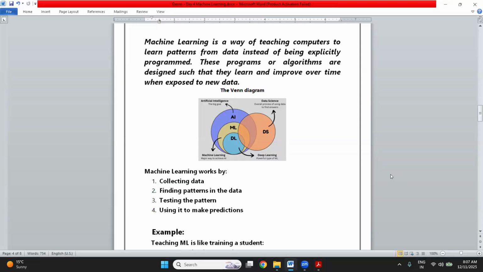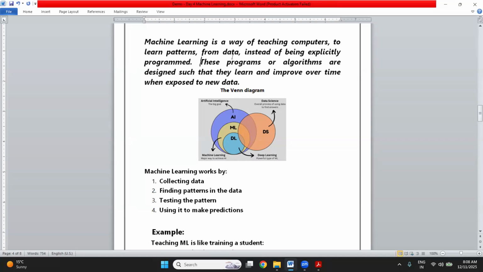So as per the definition, what is machine learning? Machine learning is a way of teaching computers to learn patterns from the data instead of being explicitly programmed. We will understand this statement first. So what we are doing is, using machine learning, we are training the machines. We are training our systems.